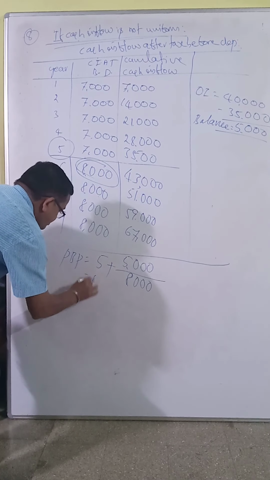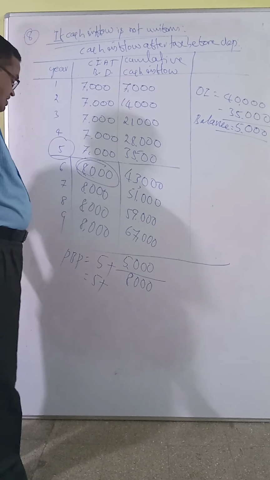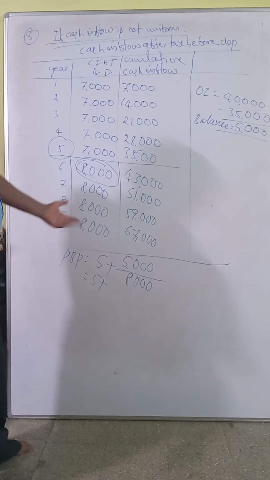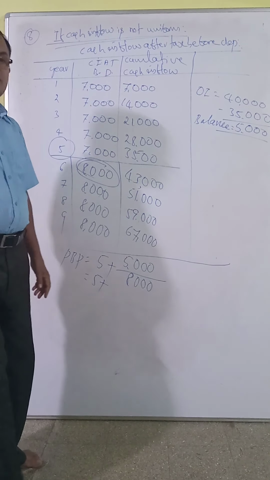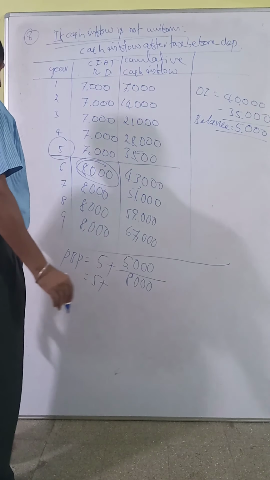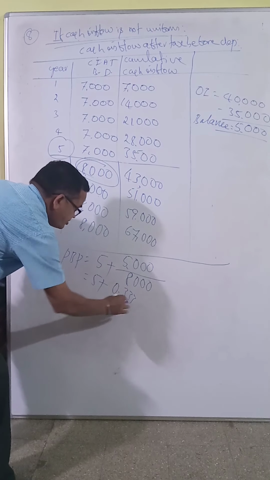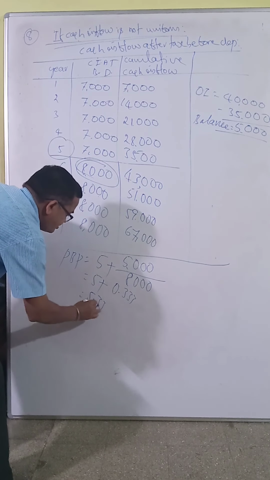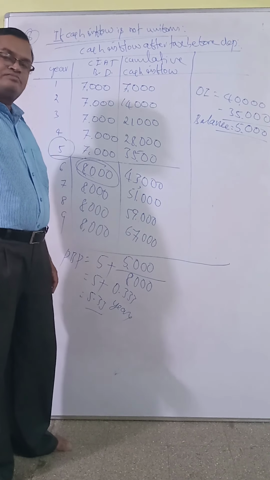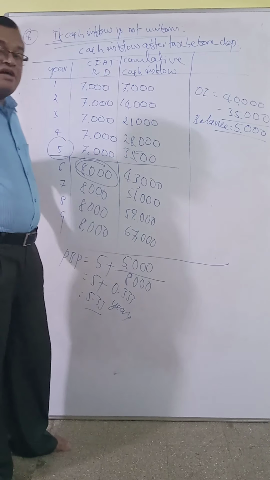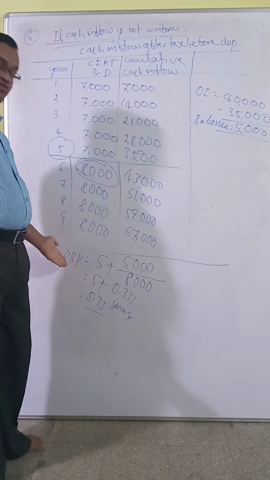So this is 5 years plus 5,000 divided by 8,000. I don't have a calculator, maybe 0.333 years. So 0.333 years means 5.33 years approximately. This is the payback period. If the cash inflow is not uniform, with variation or fluctuation, you have to apply this equation.